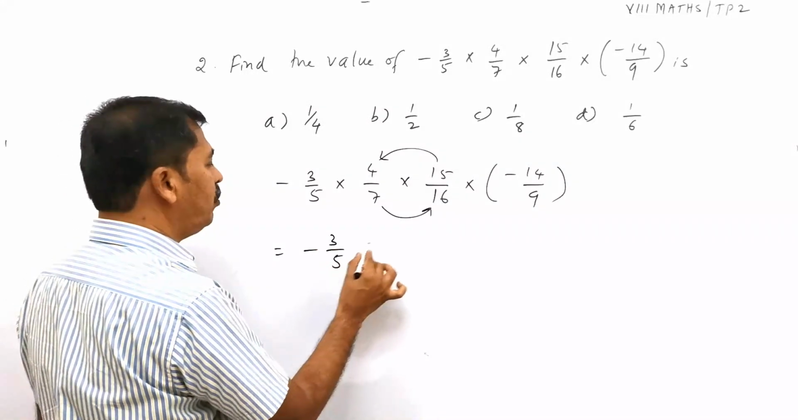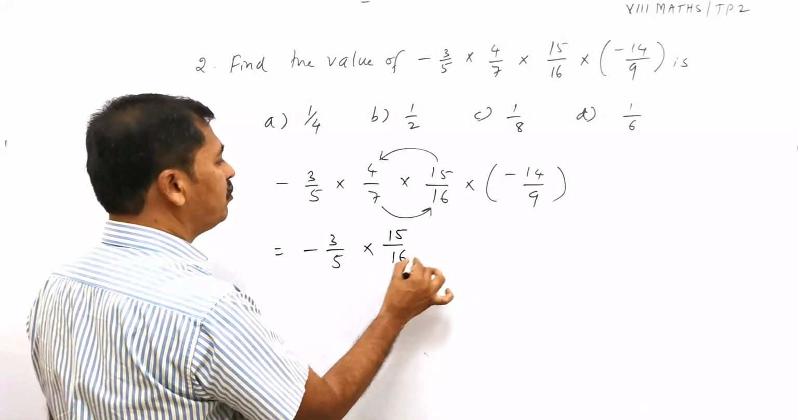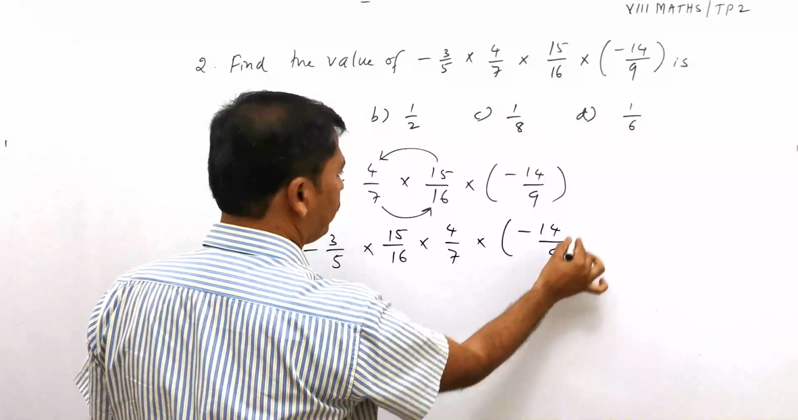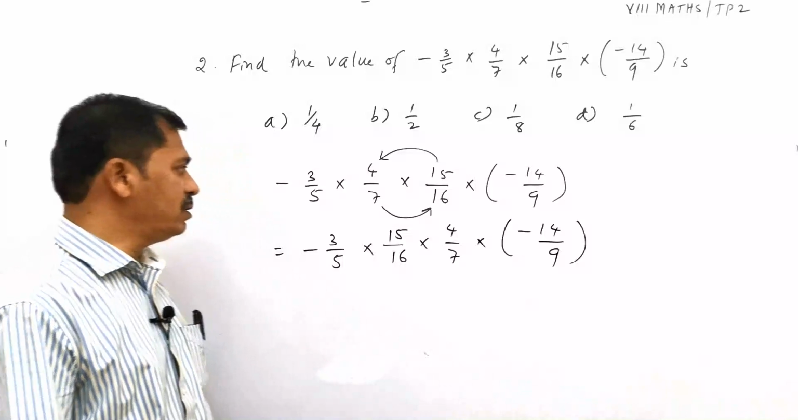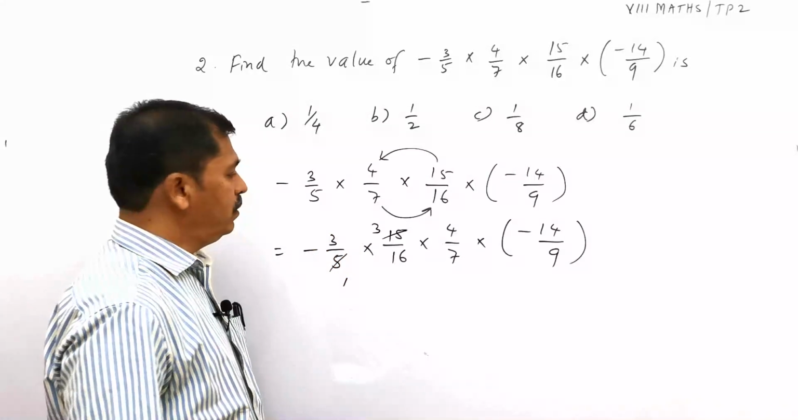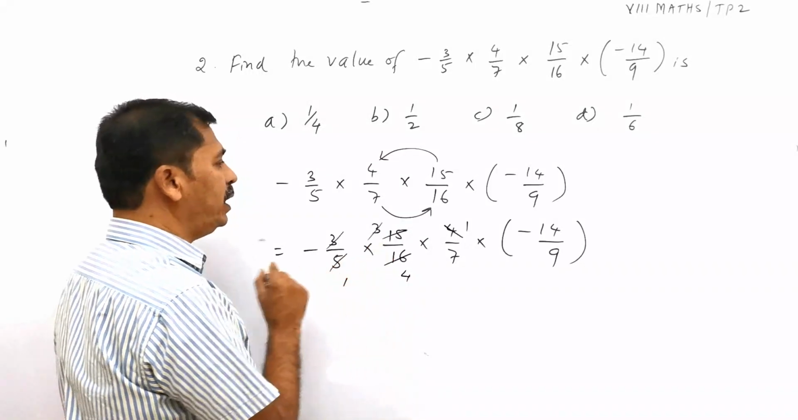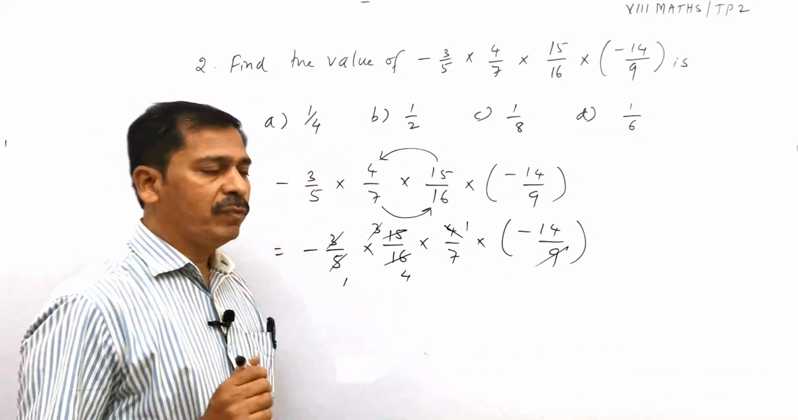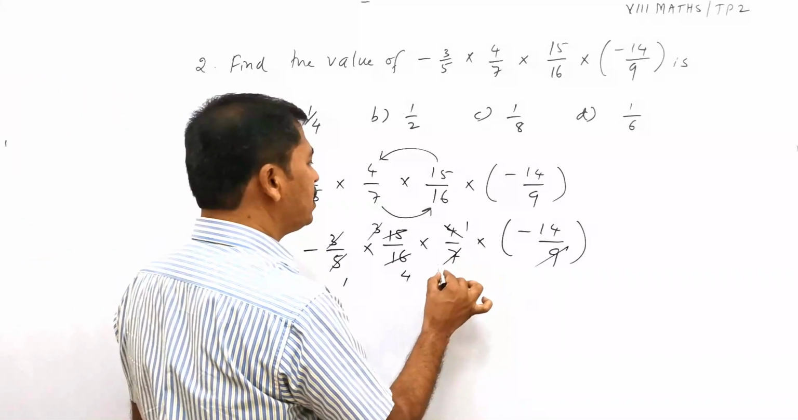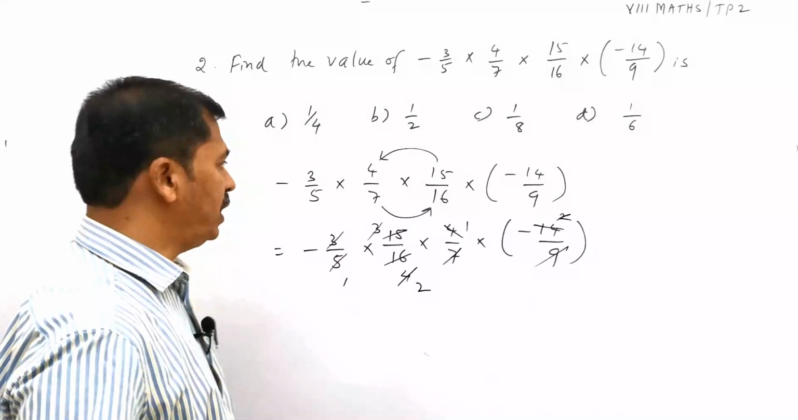So minus 3 divided by 5 I would like to write as it is. Applying commutative property, 15 divided by 16 you can write first, and then 4 divided by 7, and then further you write this minus 14 divided by 9 as it is. Now you cancel the terms, whatever the terms cancel. See, 5 3s are 15, so 5 3s are. So further 4 4s are 16. 3 into 3, this is leading to 9, and this 9 will be cancelled with this 9. And further, 7 twos are 14. Further 2 ones are, 2 twos are. So nothing remains to cancel here.